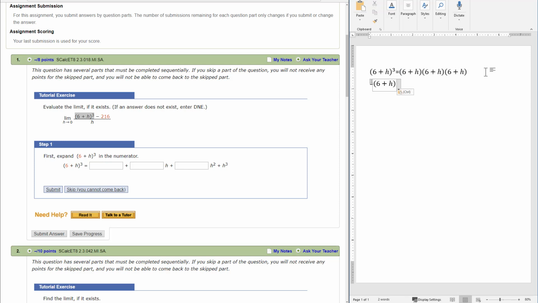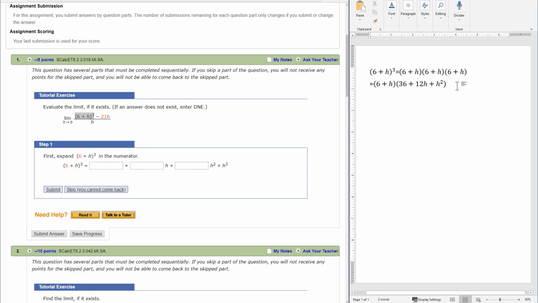We're going to go 6 plus h times, and let's FOIL out the 6 plus h times 6 plus h over here, and that would be 36 plus the middle term would be 6 plus 6, so that would be 12 times h, plus h squared. So that's the first step, and then now we want to FOIL this out, or better yet, think about distributing either the 6 through and then the h through and then whatever else we need to do.